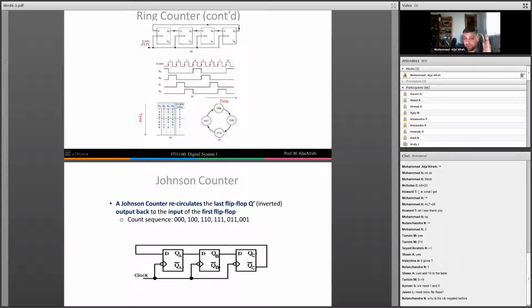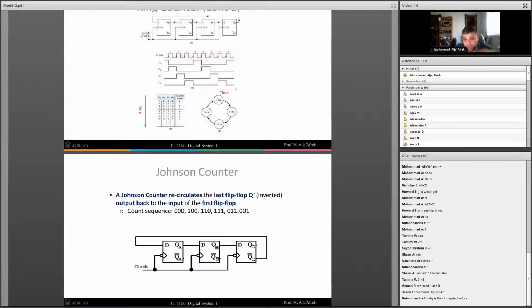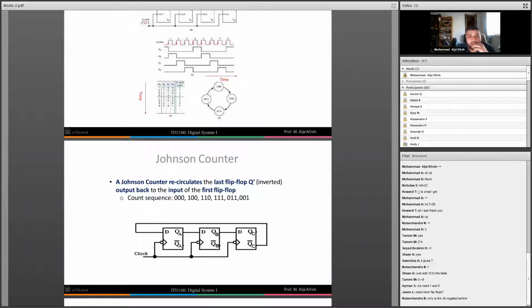Then after that, you complement this one, this one, this one. You complement it and you shift it back. So it's going to be 0, 0, 1. Then you complement this one and you shift it back to here. It's going to be 0, 0, 0. So the state diagram of the Johnson counter will be 0, then 4, 6, 7, 3, 1, using a D flip-flop.